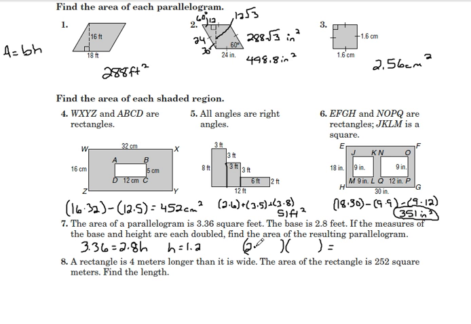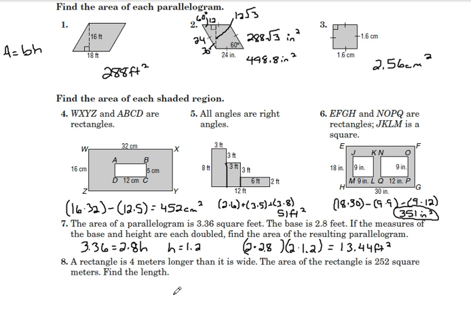I want to know the area of the resulting parallelogram. 2 times the base, which is 2.8, 2 times the height, which is 1.2. And multiplying those out, we get 13.44 square feet.